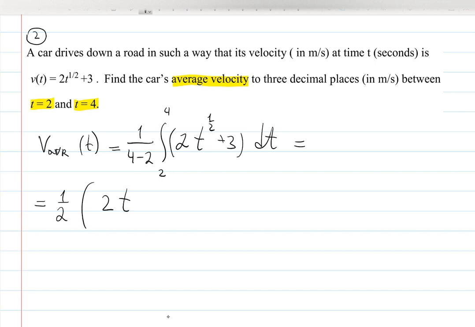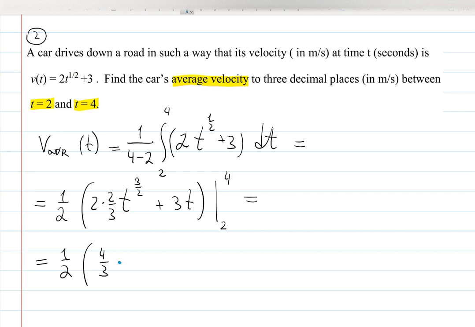2t raised to the, we already know this, 3/2 times 2/3. 2/3, we had this before, plus 3t bar from 2 to 4. I will have 1/2 in front, and I will have 4/3. Then I'm plugging the upper value, which is 4, raised to the 3/2 plus 3 times 4 parentheses minus, be very careful.